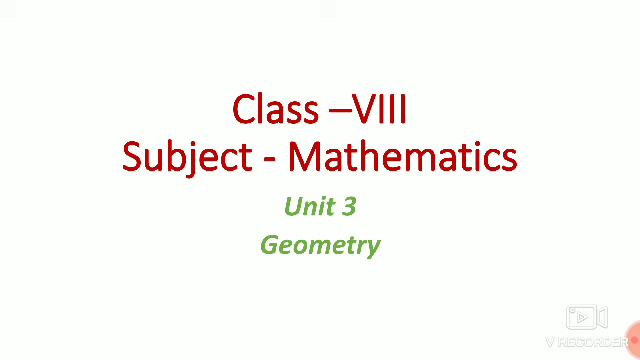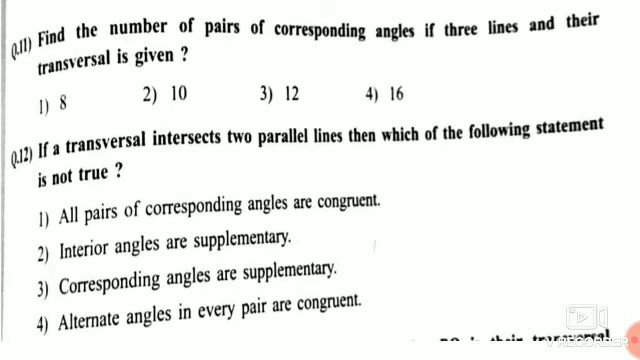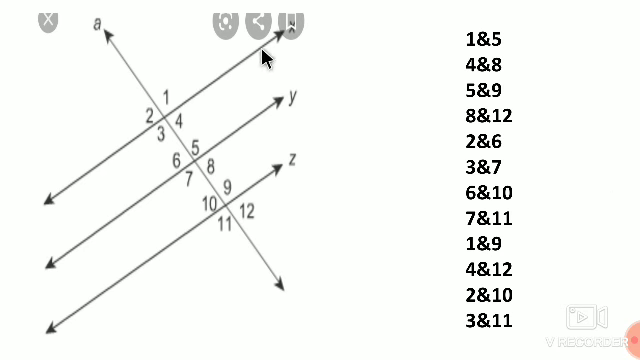Unit number 3, Geometry, Practice Set 3.2, question number 11. Find the number of pairs of corresponding angles if 3 lines and their transversal are given. These are the 3 lines, X, Y and Z, and A is their transversal.